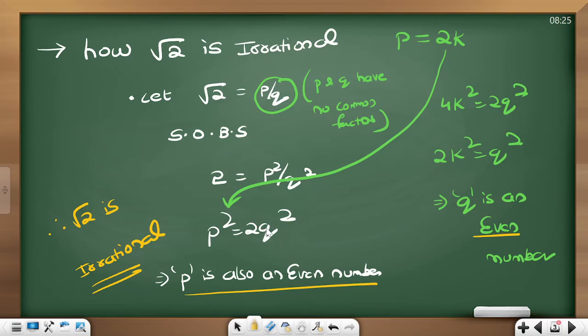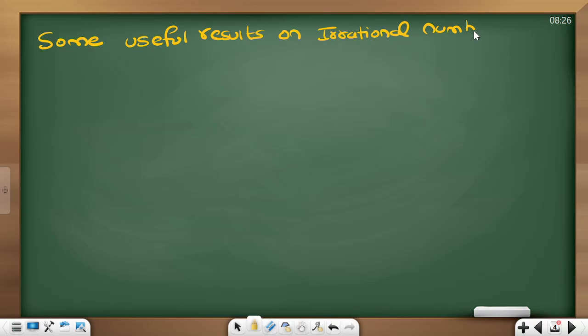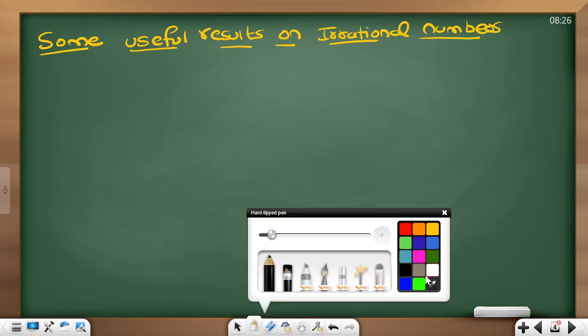Now, going ahead, this is where we stopped our class. Now we are going to see, please put the heading as some useful results on irrational numbers.